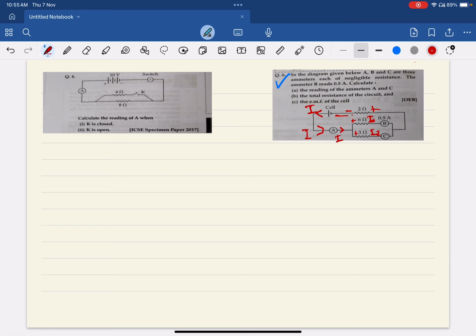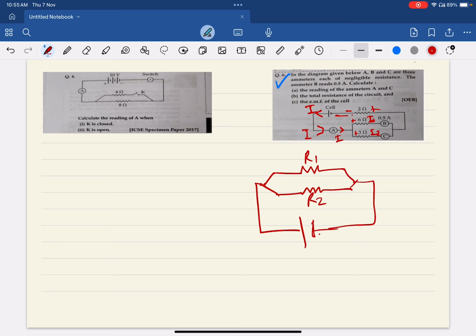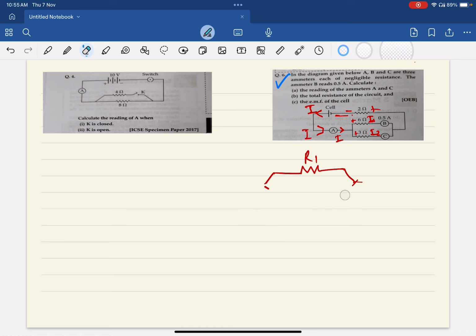Now let us understand one of the characteristics of a parallel combination of resistors. In a parallel combination of resistors, the potential difference across the resistors remains the same. So let us say this is R1 and R2 and they are connected in parallel. This is a parallel combination, so the potential difference across them would be the same. That is the property of a parallel combination of resistors. In case of a series combination, the current flowing through each resistor is the same.